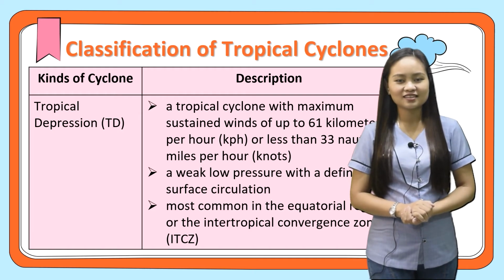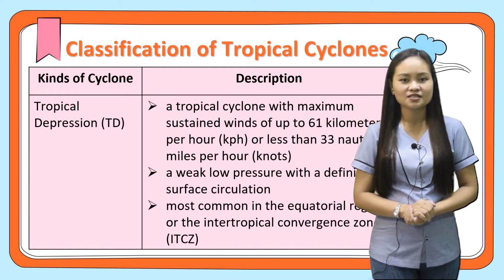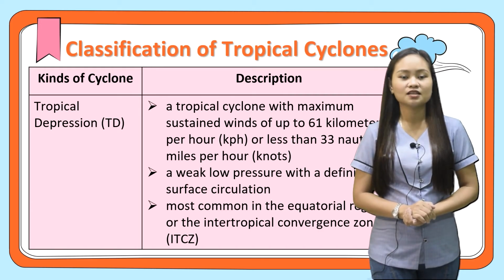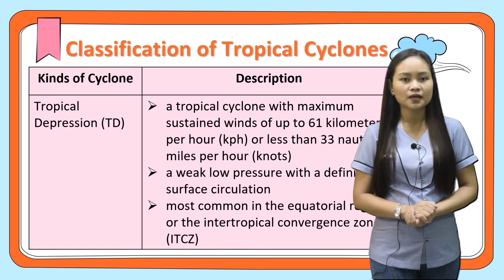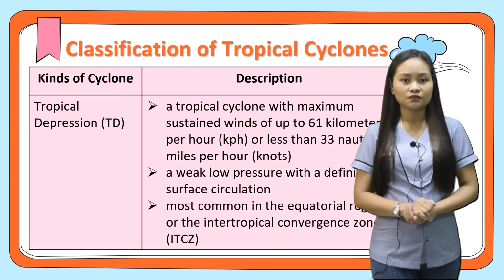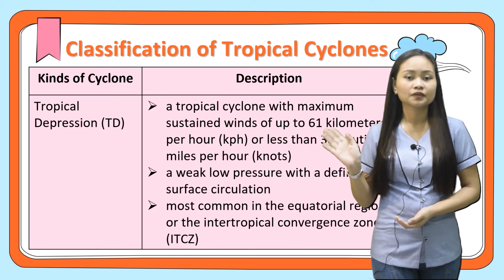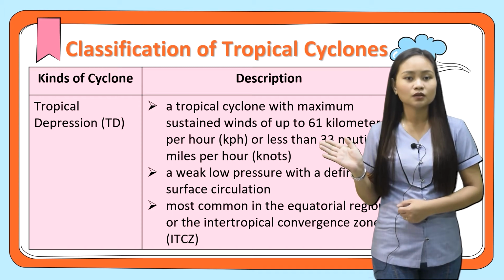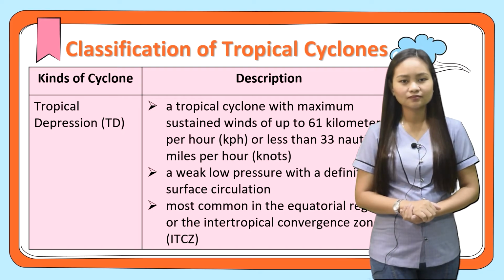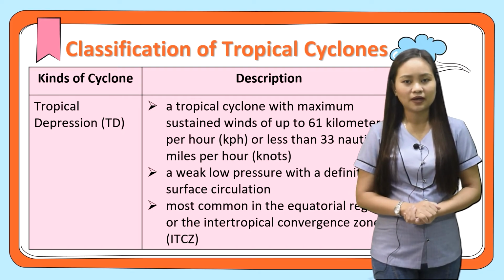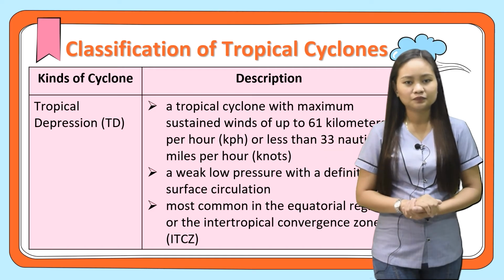Philippine Atmospheric, Geophysical, and Astronomical Services Administration, or PAGASA, the government agency that warns the people of an approaching typhoon, released on May 1, 2015 the classification of tropical cyclones based on the strength of the associated winds. They are tropical depression, tropical storm, severe tropical storm, typhoon, and super typhoon. Let us discuss it one by one. Take a look at the table.